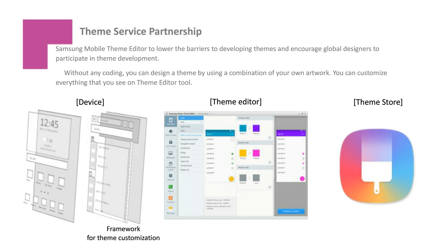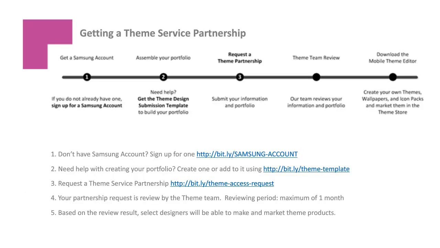And how to get access to it involves 3 steps. It actually requires 5 steps, but 3 steps from your side. First, you would need to have a Samsung account, and if you don't have one, you can create it by following the link available on the slide as the first point, ending with samsung-account. Go onto that page and sign up for a Samsung account. It's freely available.